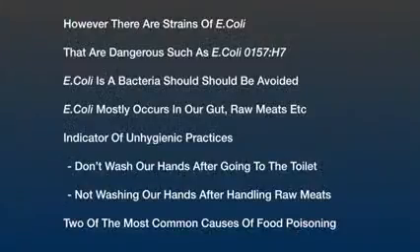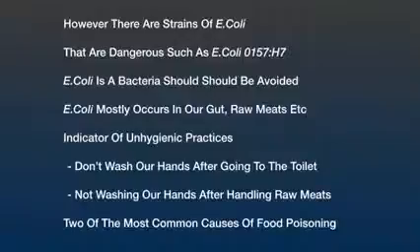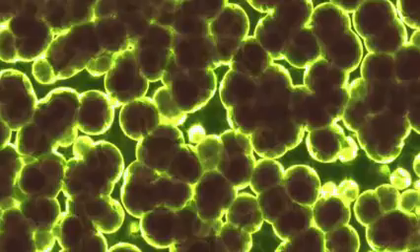However, there are strains of E. coli that are dangerous, such as E. coli O157:H7, but in general, E. coli is a bacteria that should be avoided at all costs. Because E. coli mostly occurs in our gut and raw meats, it becomes an indicator of unhygienic practices that may have taken place. Two perfect examples of this are when we do not wash our hands after going to the toilet and when we do not wash our hands after handling raw meats. In fact, these are two perfect examples of two of the most common causes of food poisoning.